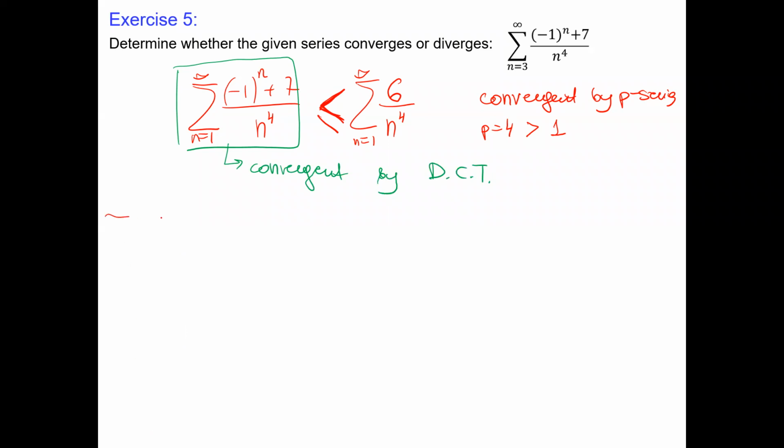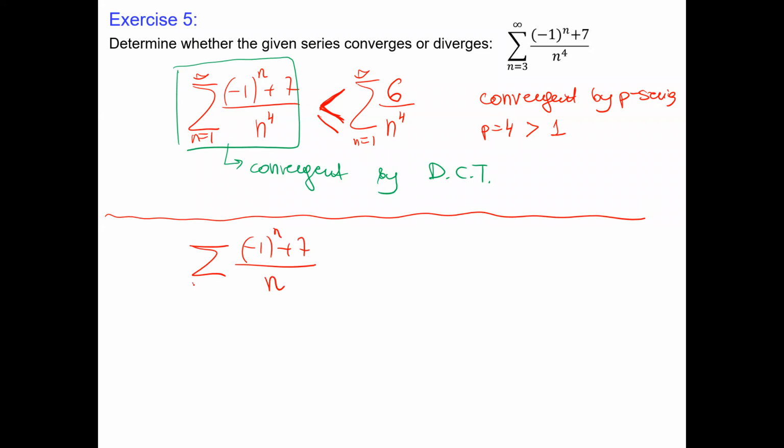Actually, let me give you this formula: -1 to the n plus 7 over n, because that will be interesting. Let me just start. Like what we can compare with. I can keep n, and we can see n looks like a harmonic series because it's n to the power of 1. That means this will be divergent.